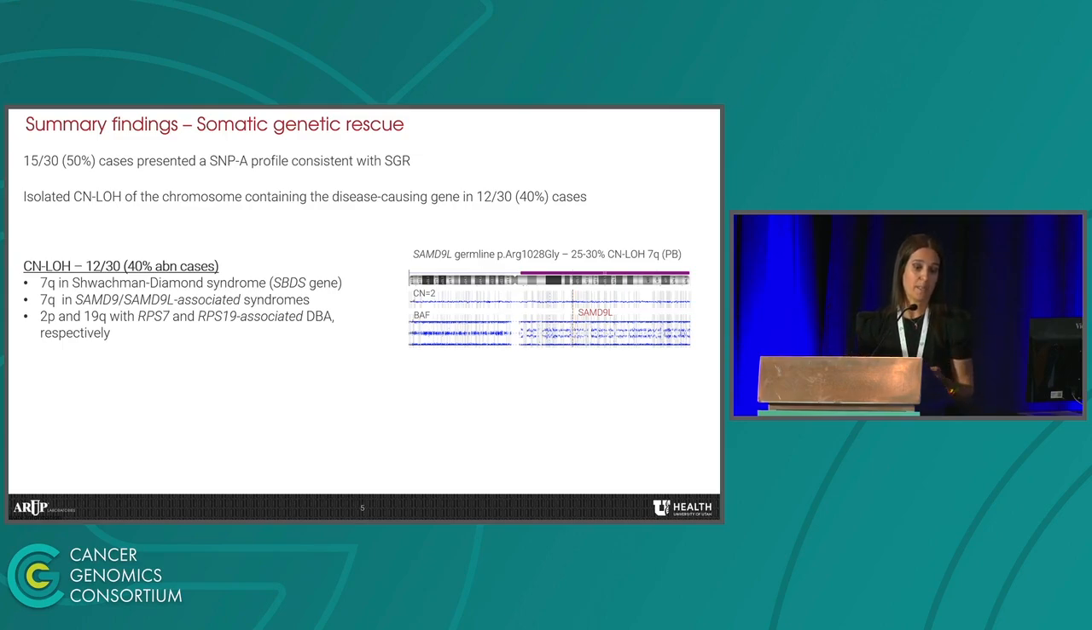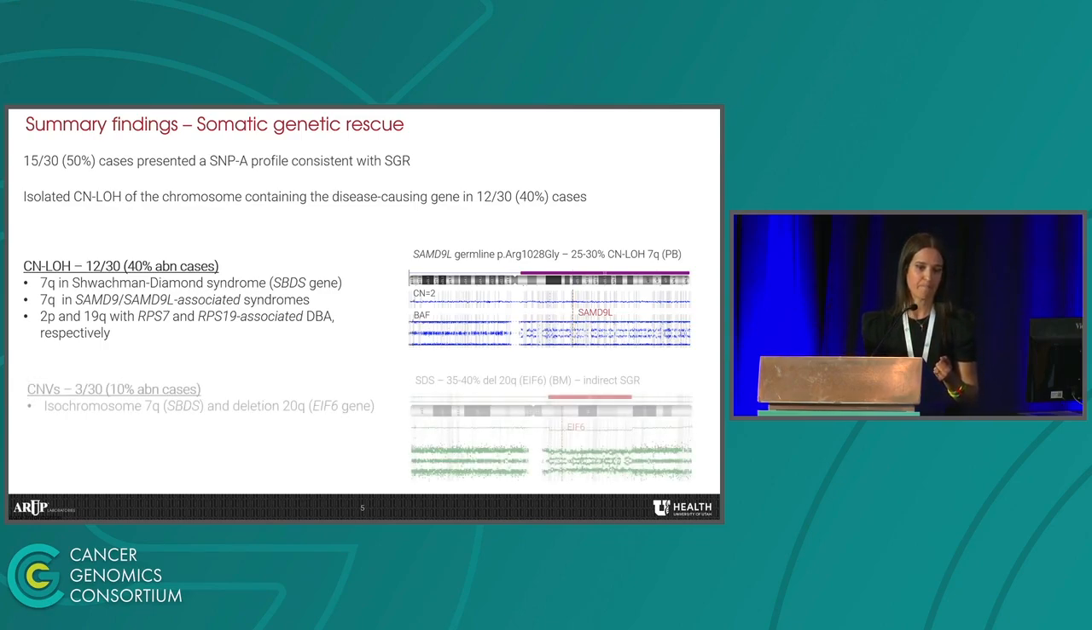7q-LOH was seen in patients with SAMD9 or SAMD9L associated syndromes, as in the case you can see here on the plots on the right, since these genes are also located in 7q. And there were more rare cases of Diamond-Blackfan anemia with germline variants in RPS7 and RPS19 with CNLOH in 2p or 19q respectively.